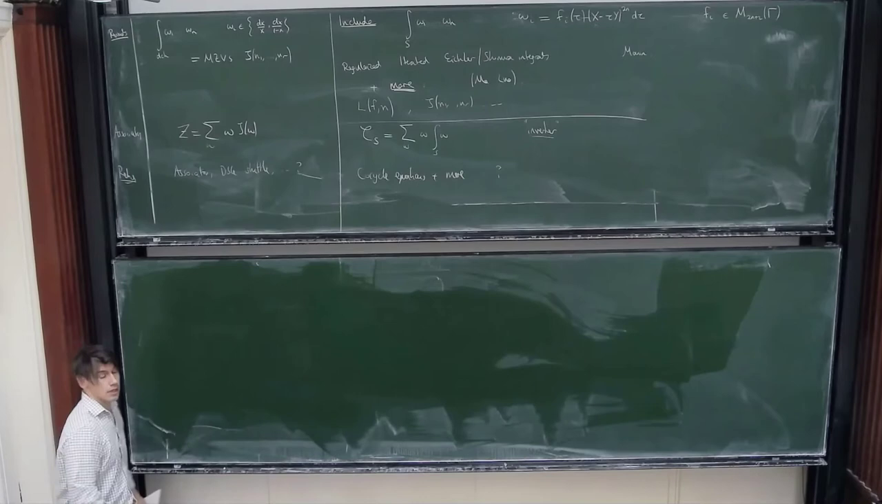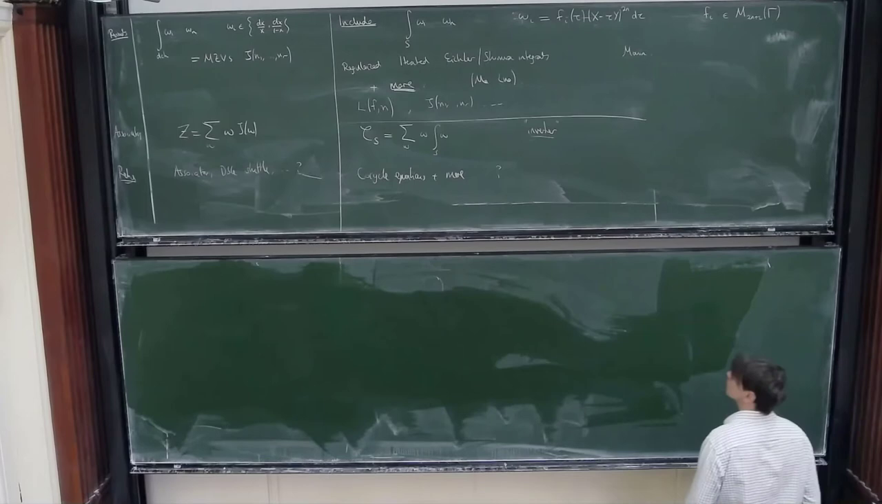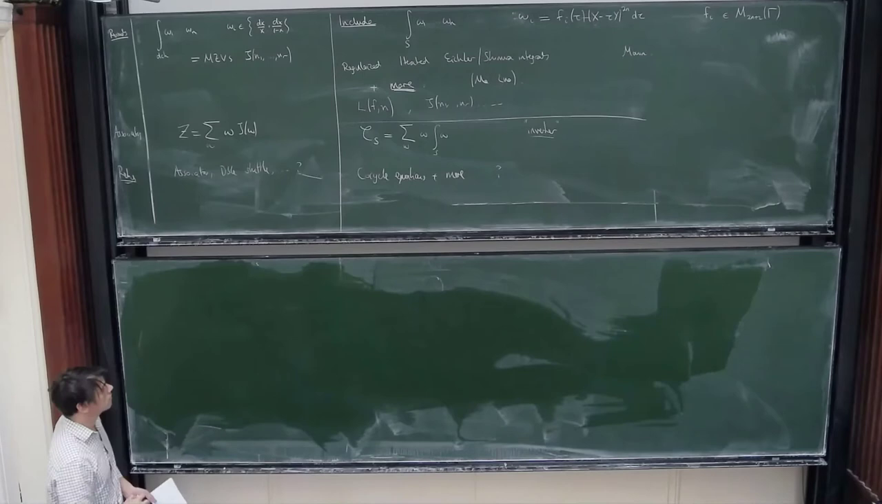Is there an analog of the quantum group on the right hand side? Big one. The analog of quantum group on the right hand side. Ah, that's a nice question. Yeah, let me think about that. I haven't thought of that. That's a good question.